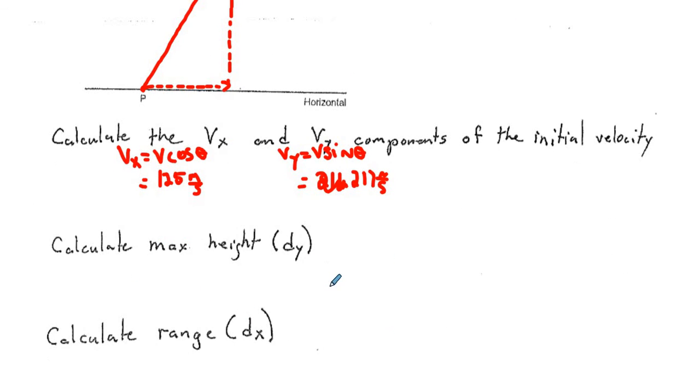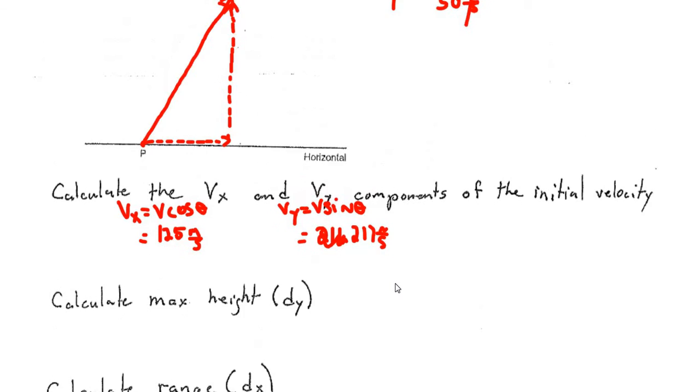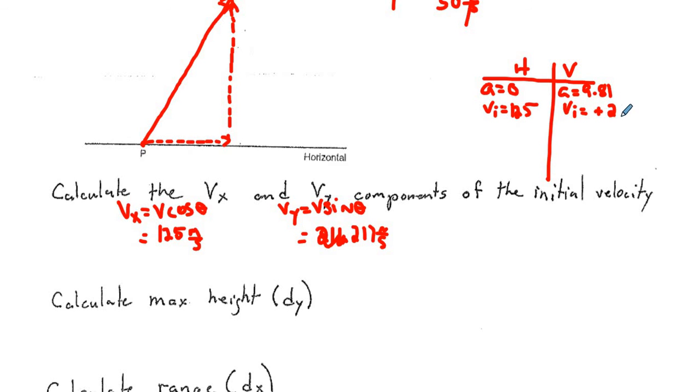Now to calculate the max height, this is where we're actually going to need to do some calculations, or I guess projectile motion calculations. So I'm going to list what I know in both the horizontal and vertical again. I once again know the acceleration in the horizontal is 0 and the acceleration in the vertical is 9.81 meters per second squared. I know the initial velocity here is 125, and the initial velocity here is equal to a positive 217.